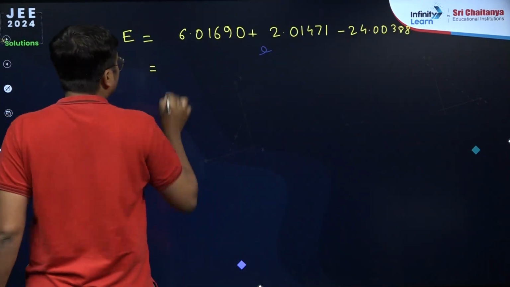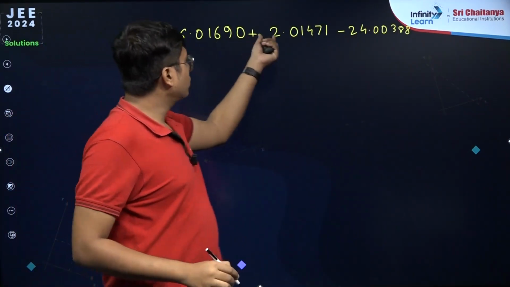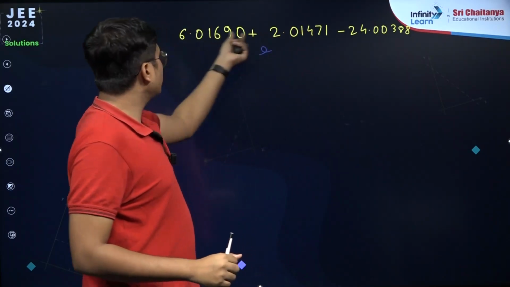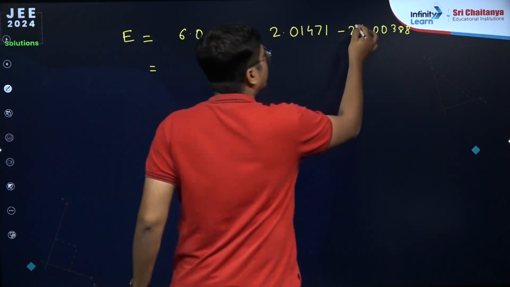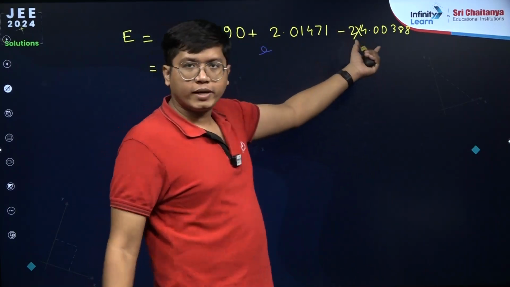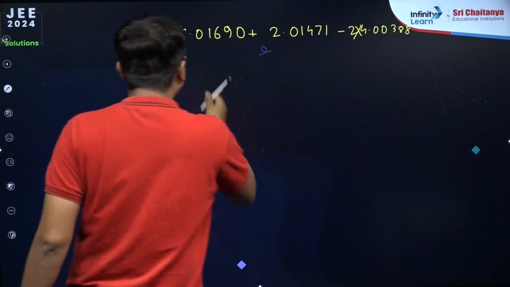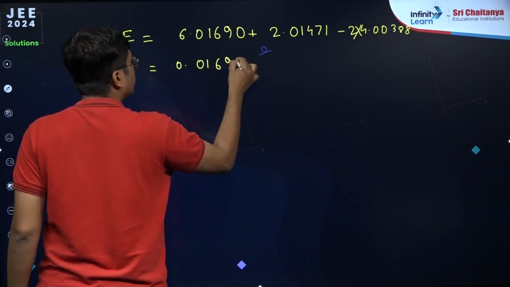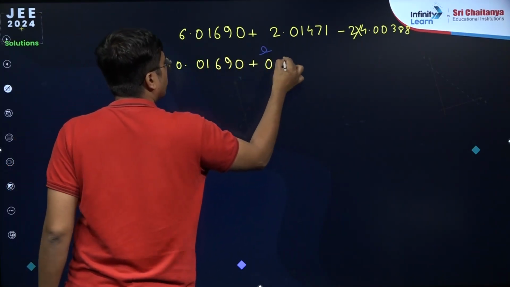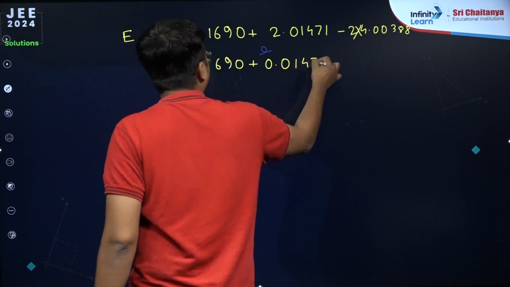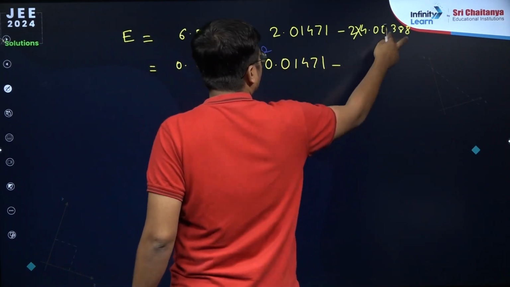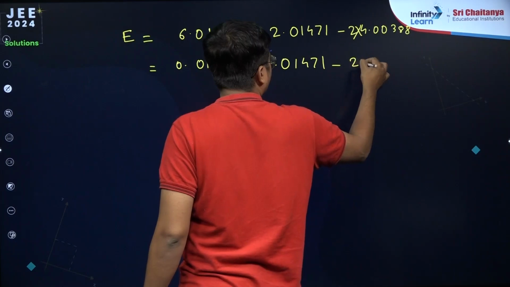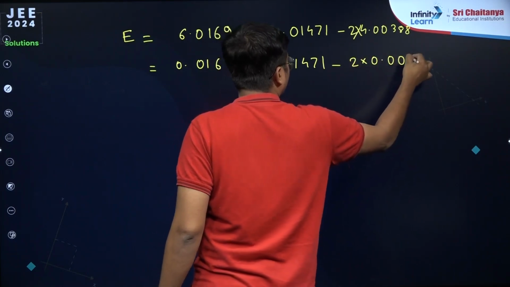Yes. So the first parts before the decimal, I don't really need to bother about. It's going to be 8. Oh my bad, 2 into, that's also going to be 8. What I'm mainly concerned with is 0.01690 plus 0.01471 minus 2 times 0.00388.